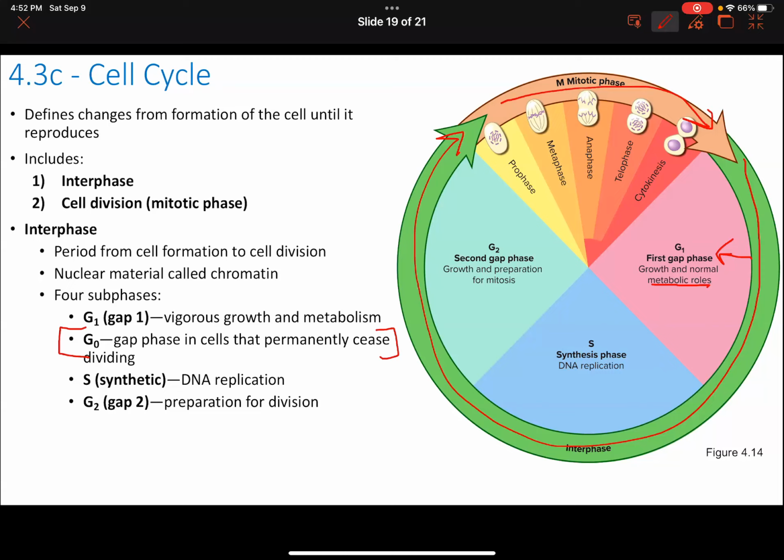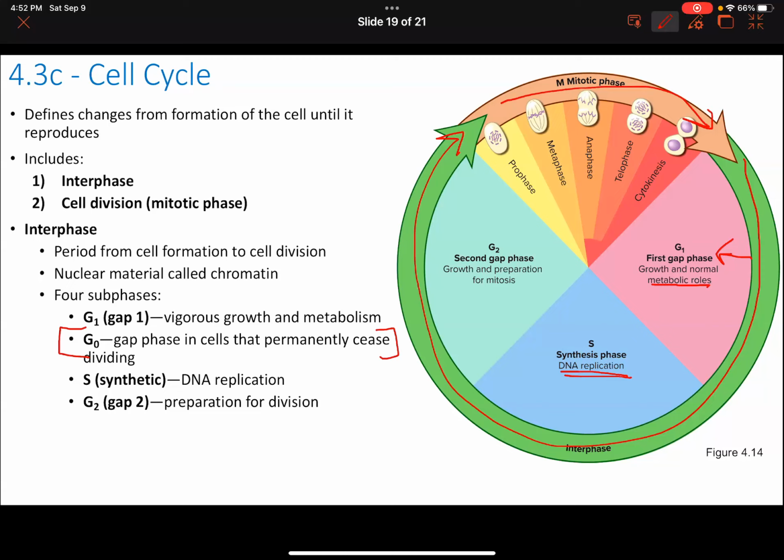And then there is a synthetic phase, the S phase. This is where DNA is replicated. So that process we just learned about, where complementary strands are made and 2 new double helices are formed in semi-conservative replication, we have DNA replication. And this is where you end up with the chromosomes. And so you have sister chromatids that are then going to be able to be used in mitosis.